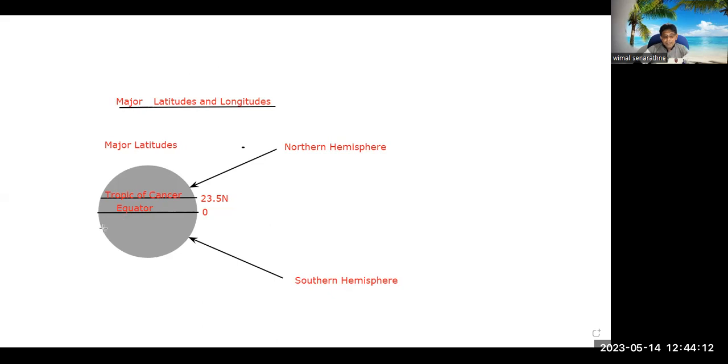There is another latitude at 23.5 south. Right, 23.5 south. It is called Tropic of Capricorn. That is the name of that line. Tropic of Capricorn.